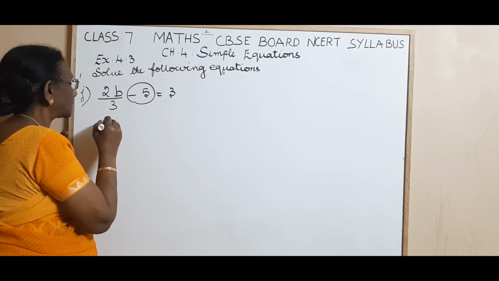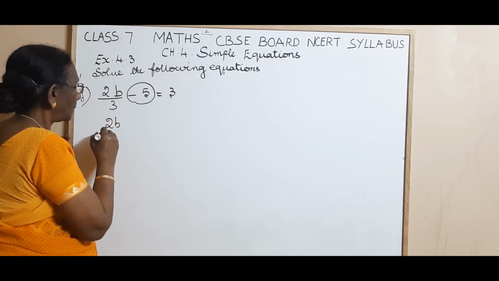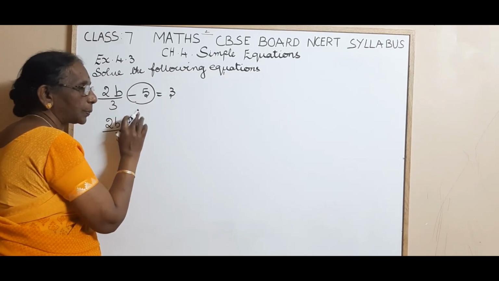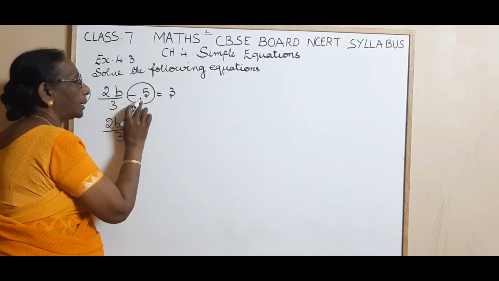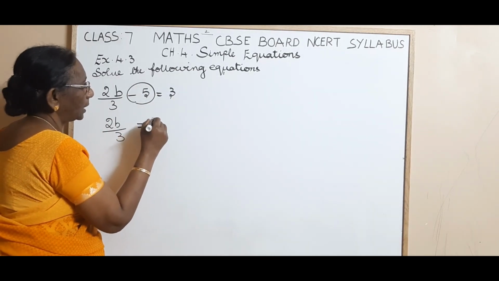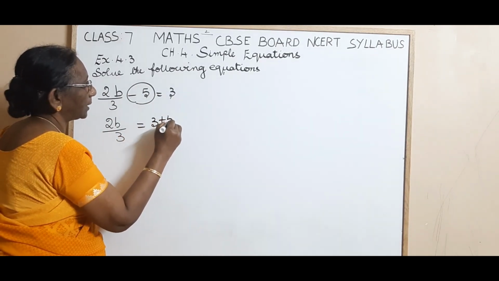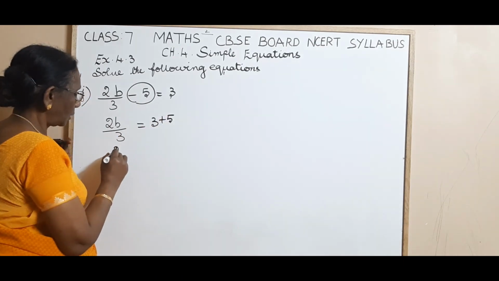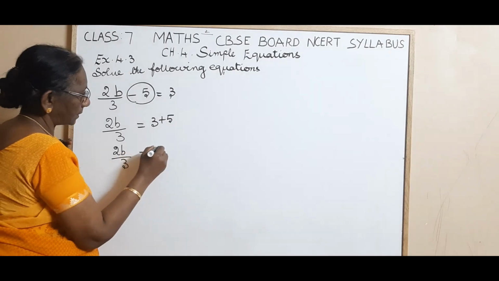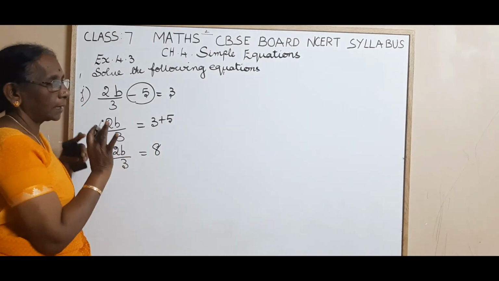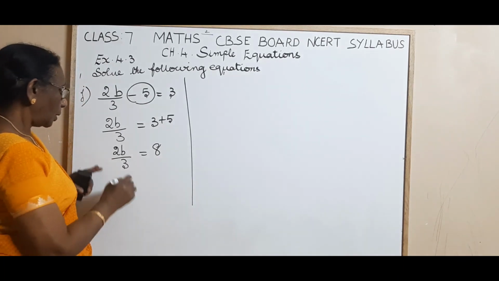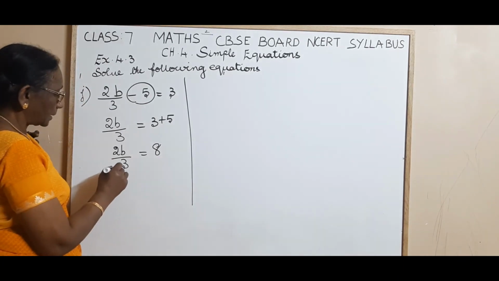Okay, so first 2b by 3. We are going to eliminate this. That means we are going to transpose this minus 5 from the left hand side to the right hand side. So here it will be addition 3 plus 5. That is equal to 2b by 3 is equal to 5 plus 3, 8. So first elimination over. Now for the second elimination, you have to eliminate this 3.